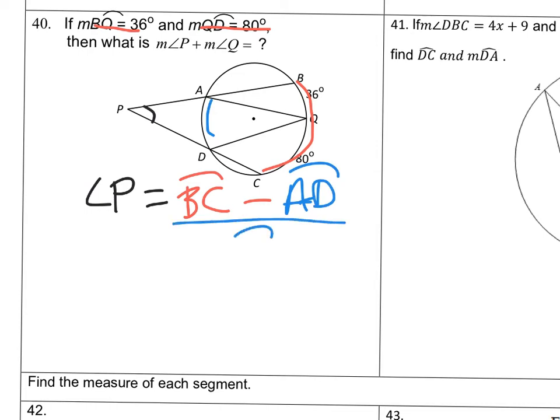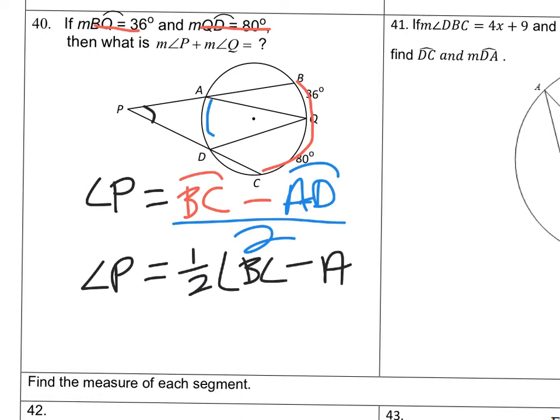And then you would take half of that. Or I can say that angle P equals half of the difference of the arcs. So we got half of BC minus AD. So that's my angle P. That's the relationship for angle P.